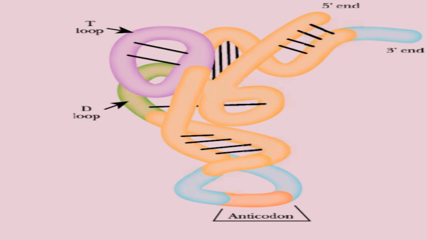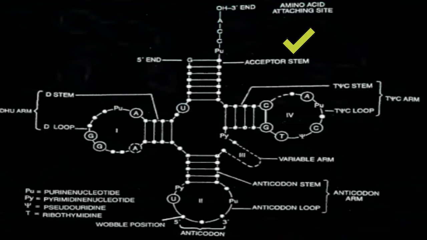Let's break down the key parts of the tRNA molecule. First, the acceptor arm, where the specific amino acid is attached. Second, the anticodon loop, which contains a sequence of 3 bases that are complementary to the codon on the mRNA strand. Third, the T-psi-C arm, which helps in ribosome binding.